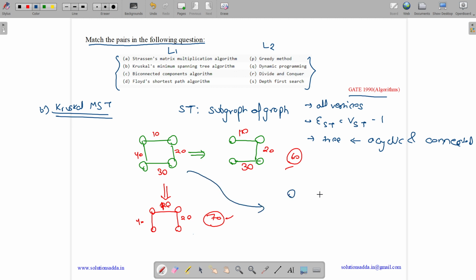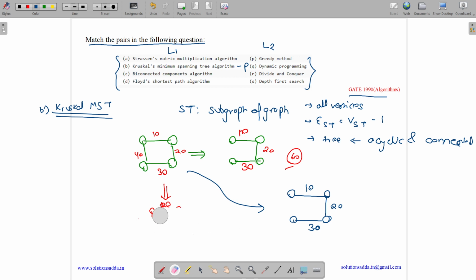Kruskal is based on the greedy method. What does the greedy method state? We look at the choice which is best suitable at the present point of time. So we make it greedy by assuming that we will always take the minimum cost, first 10, then 20 and then 30, and by doing so we also avoid cycles. If a minimum cost edge makes a cycle, we will not take it and take the next minimum. So this is the Kruskal algorithm. Kruskal is related to the greedy method, option B.